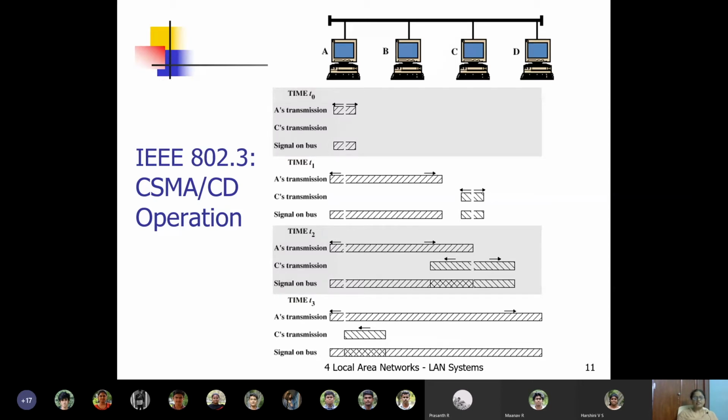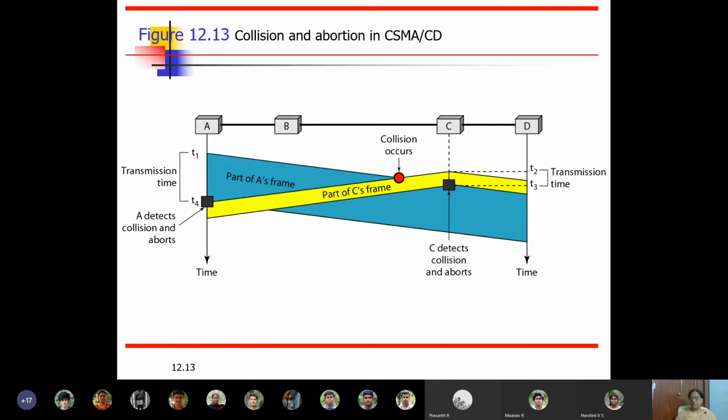So it is also transmitting. You see that at a certain time T2, A's signal and C's signal collide. So there is a collision here. At time T3, A's transmission is there, C's transmission is there, and C can detect the collision. But still it takes some time for A to detect the collision. So it is depicted here.